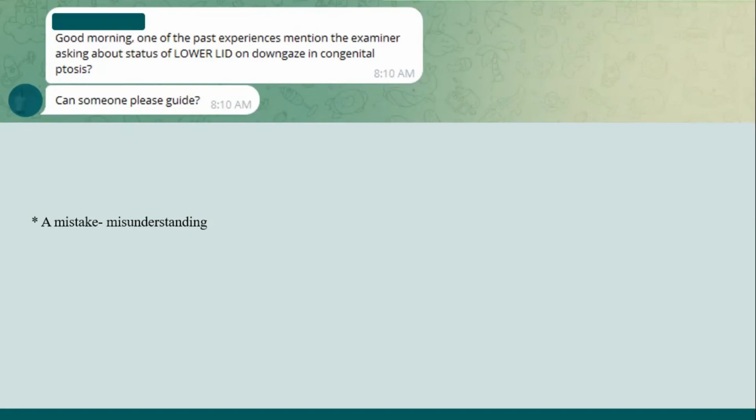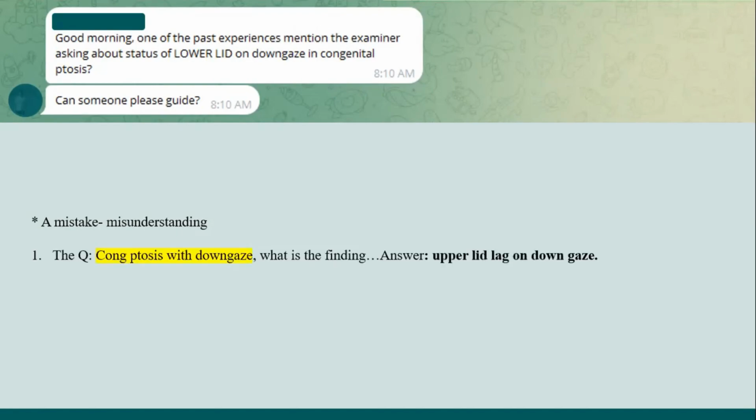So we have two possibilities for answering such a question. The first one, that the examiner was actually asking about congenital ptosis with down gaze. So what do you expect on down gaze in a case with congenital ptosis? And we answered this before. We said that in some cases of congenital ptosis, due to dysgenesis of the levator muscle, we may have upper lid lag on down gaze. So the upper lid is lagging on down gaze. And we explained the reason. So the question was about asking what you expect in some cases of congenital ptosis on down gaze.